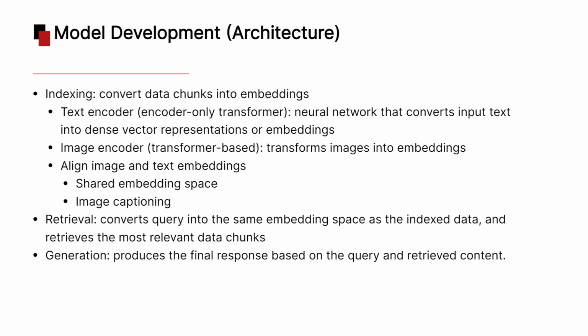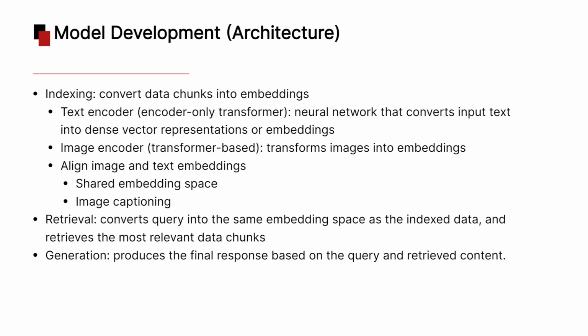For text data, we use a text encoder, typically an encoder-only transformer model. This neural network processes input text chunks and produces fixed-length embeddings that represent the content's meaning in a continuous vector space. For image data extracted from PDFs, an image encoder, often transformer-based, is used to convert images into embeddings.